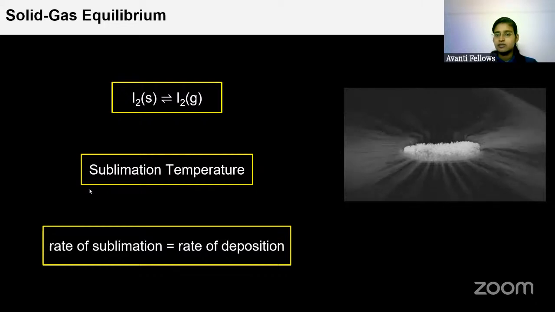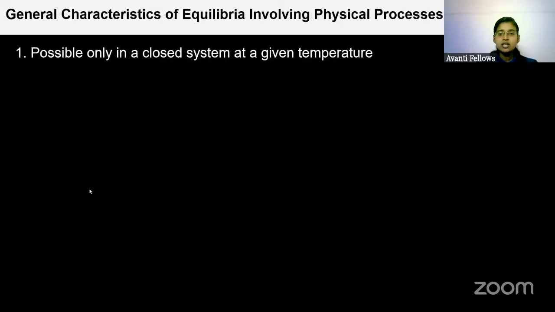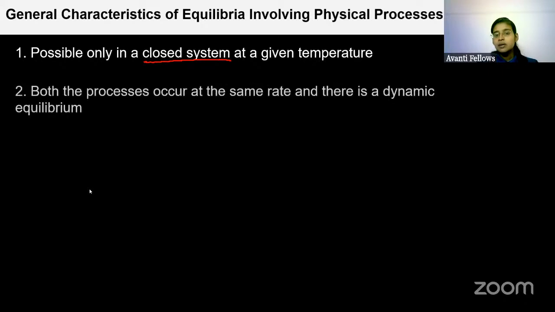Okay. So now let's go for the general characteristics of equilibria involving physical processes. First of all, physical equilibrium is possible only in a closed system at a given temperature. It is possible only in a closed system. You should not keep it open. It should be kept in a closed container. And both the processes occur at the same rate.